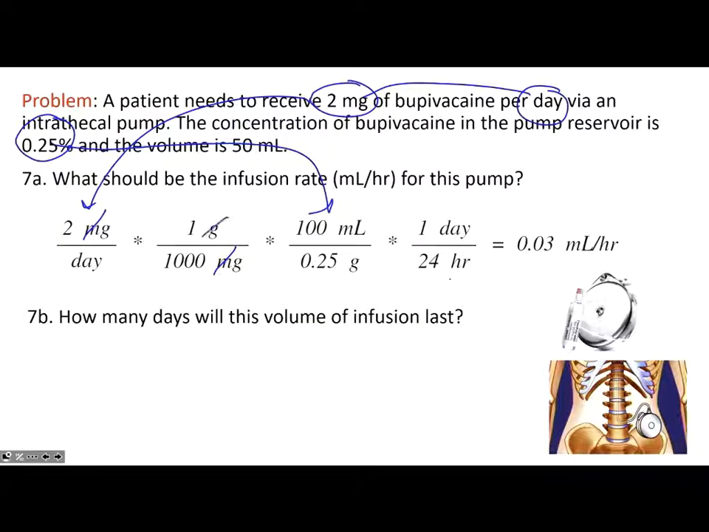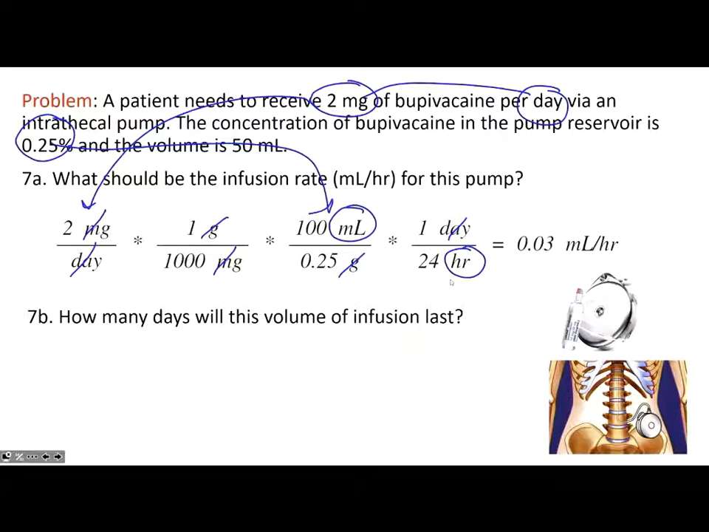If I set it up like this, then grams cancel, and I have my volume per day. Okay? I'm in milliliters per day, but I want milliliters per hour, so the last thing I'll do is convert by multiplying by 1 day. There's 24 hours, so that my days cancel, and my final remaining units would be milliliters per hour. If you do that math across, you would get 0.03 milliliters per hour.